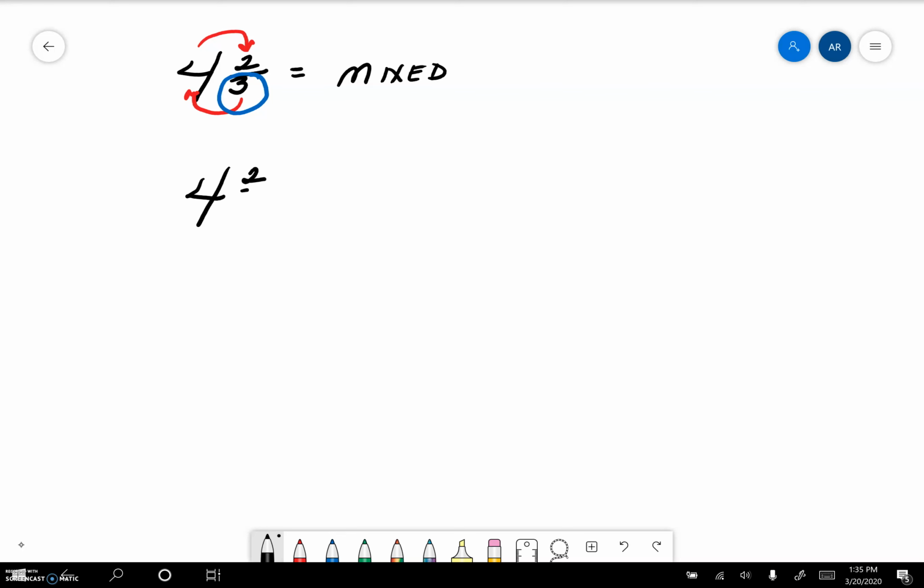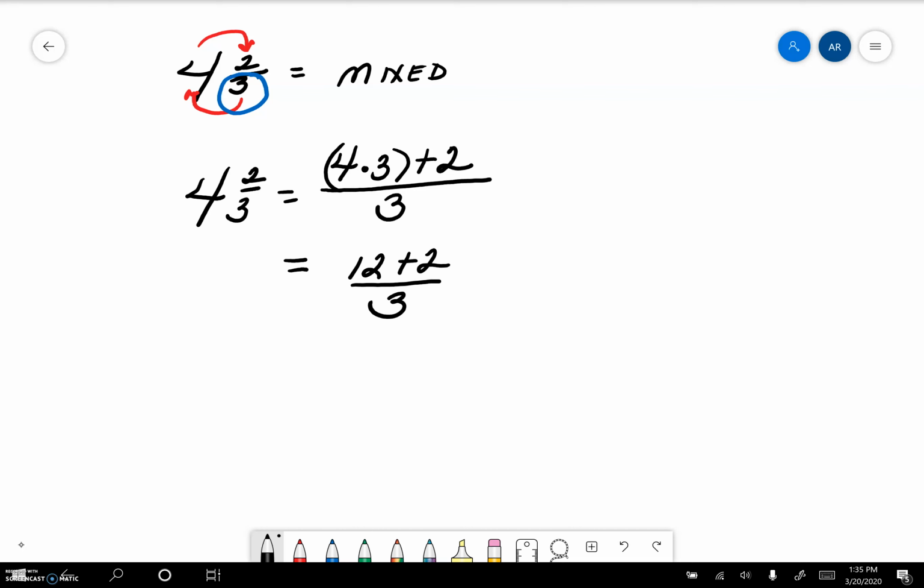So let me rewrite that. It's 4 2/3 equals. So on the top of it, again, it would be 4 times 3 plus 2. And you have to perform order of operations. And the 3 will never change. The denominator never changes. So if we perform that operation, that would be 12 plus 2 all over 3. And our final answer would be 12 plus 2, which is 14 over 3.